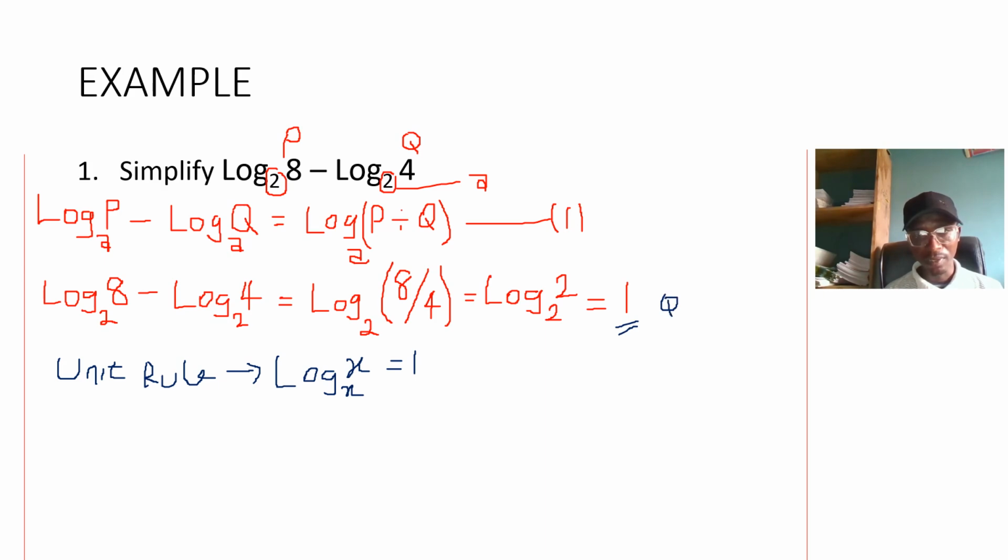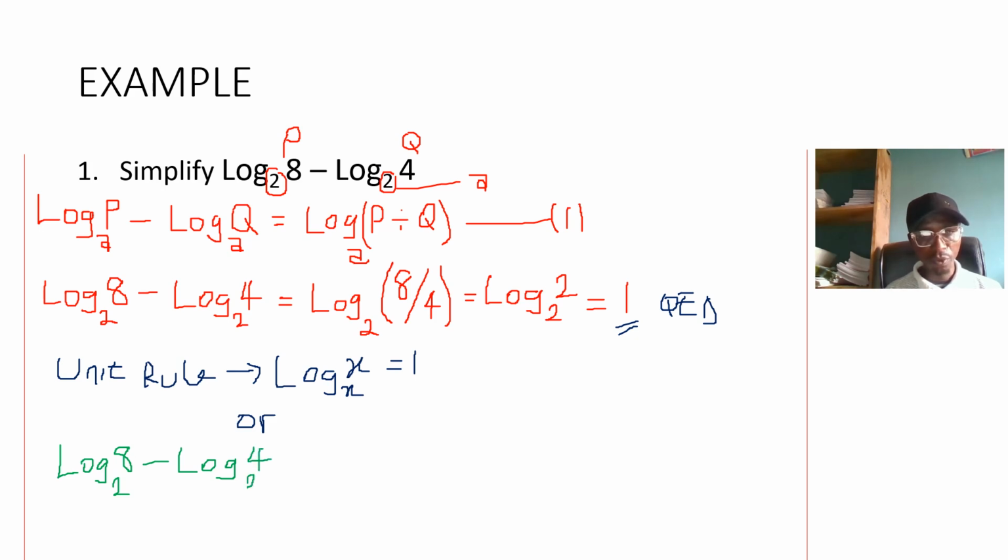Question easily done. And also we can use another approach to simplify this question. So alternatively, we can express these numbers. We have log 8 base 2 minus log 4 base 2.